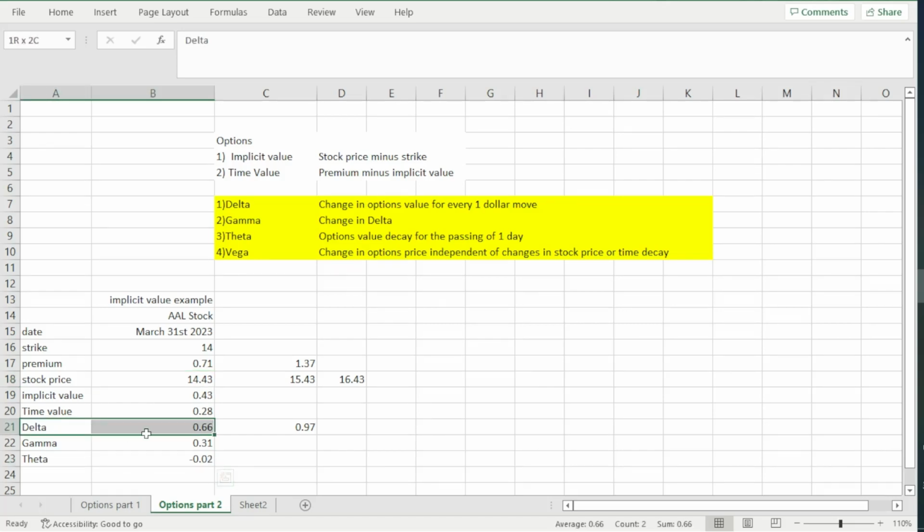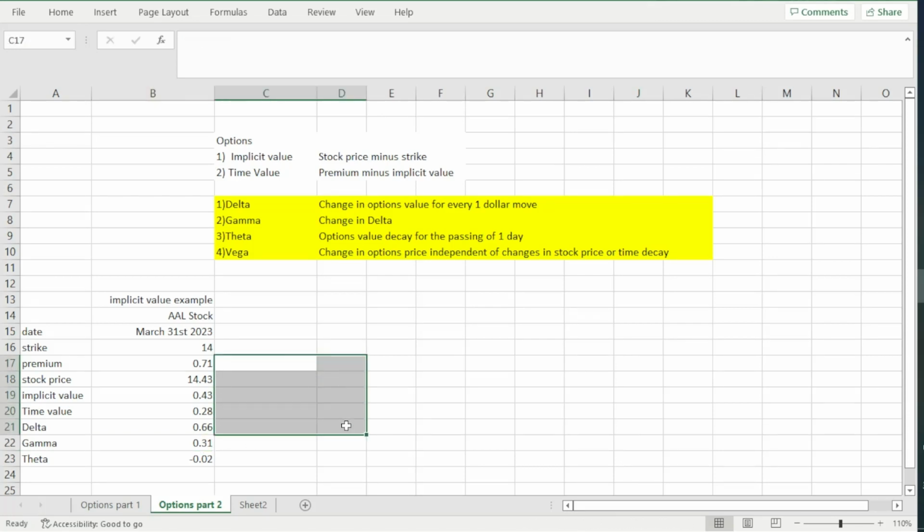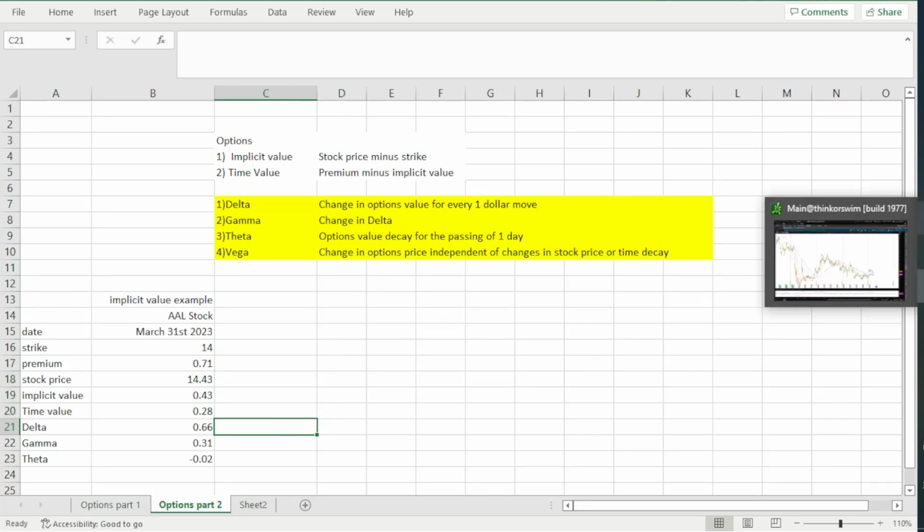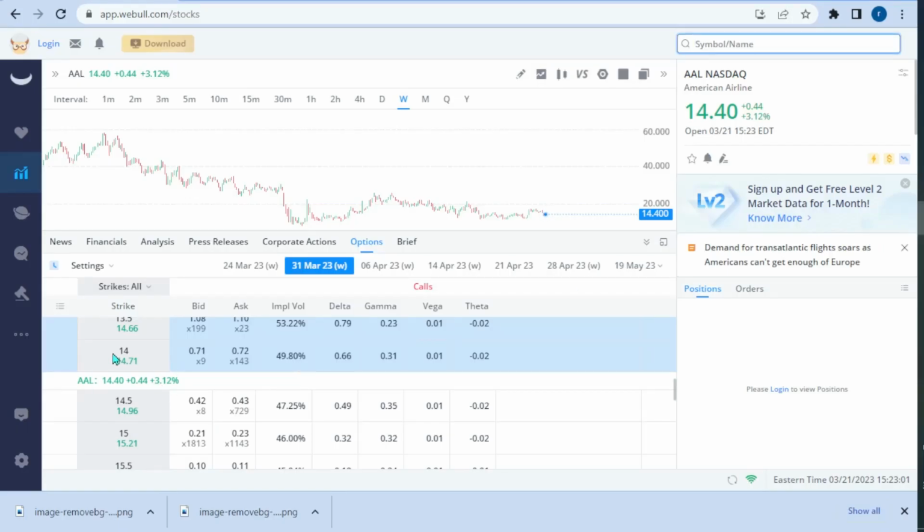So out of all of this, I think theta is probably the easiest to understand. I think delta is the next easiest to understand. I think gamma is a little bit confusing. So let's cover gamma one more time, okay? Let's delete all of this information. We're going to cover gamma one more time. So we're going to go back and look at the strike right here.